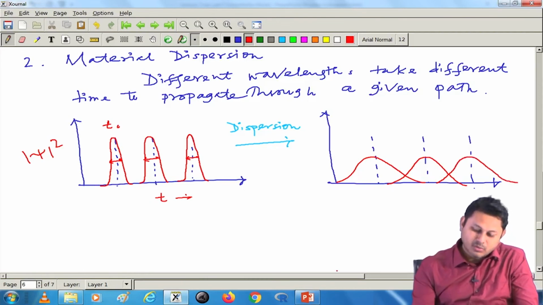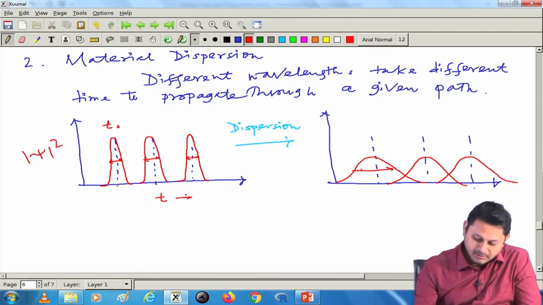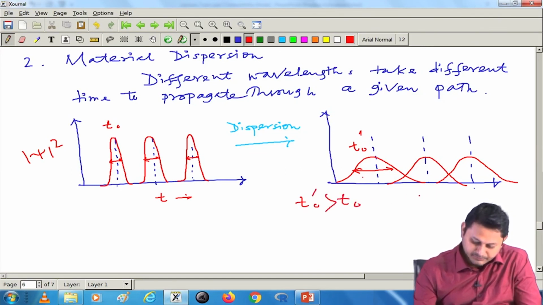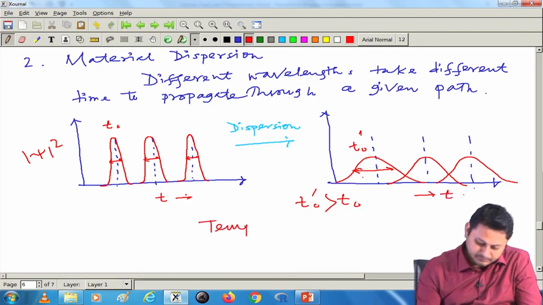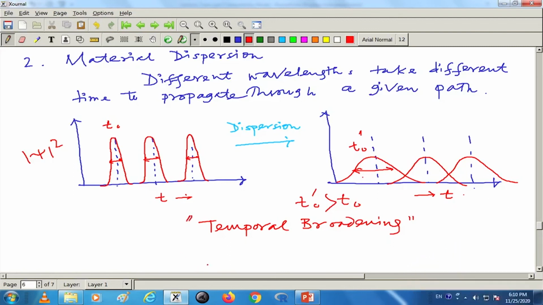The same waves now have a broader temporal width. So, this is t 0 prime, where t 0 prime is greater than t 0. This is again in the time domain. So, we have a temporal broadening, and when we have a temporal broadening, you can see some overlapping is happening here. So, it is going to affect the transmission quality.